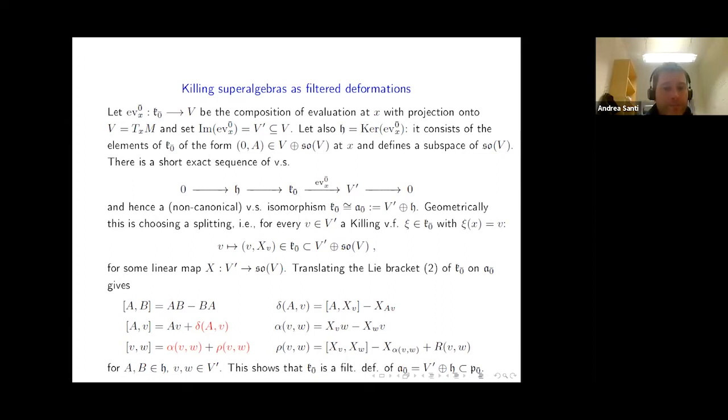one has to choose a splitting as vector spaces, which of course is non-canonical, but as long as you choose this, you identify K0 with the direct sum of V prime and H, which I called A0. So geometrically, the splitting is just saying that for every V in V prime, I choose a Killing vector field with that value at that point X. So if you want to write this, you send V, which is in V prime, to V and XV, which is in K0, where X is some linear map from V prime to so(V).